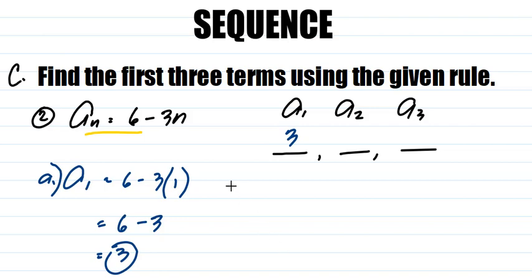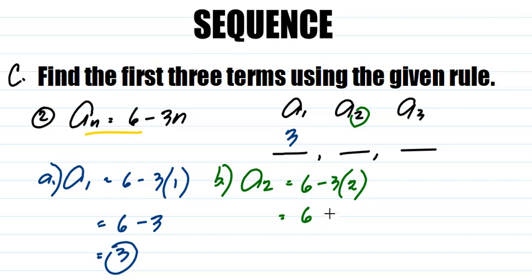A sub 2, so it will be our letter B. A sub 2, so lagay mo na agad. A sub 2 equals, substitute mo na yung n sa 2. Kasi second term yung hinahanap. So, 6 minus 3, yung n ay magiging 2. Formula. Negative 3 times 2 is negative 6. So, 6 minus 6 is 0.